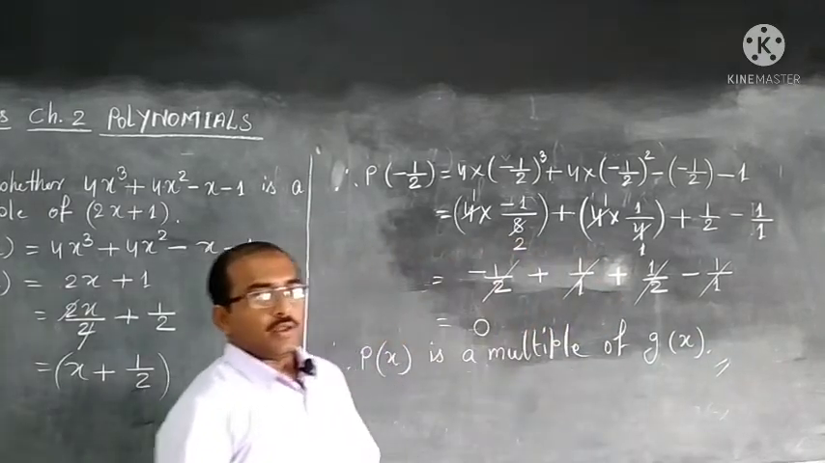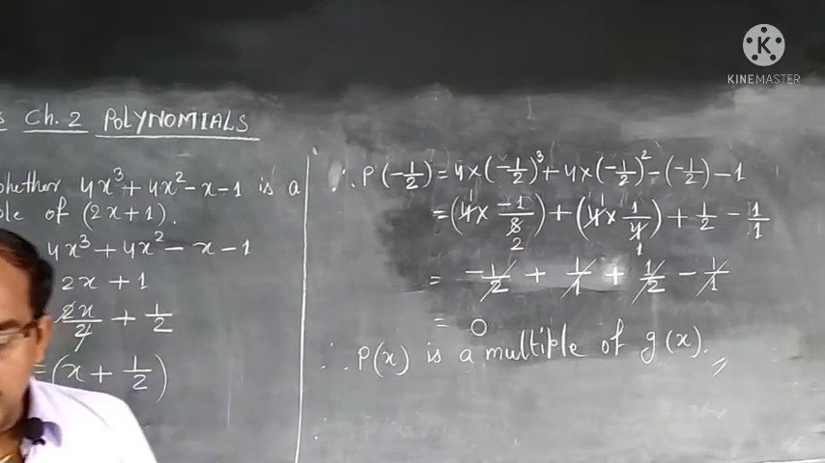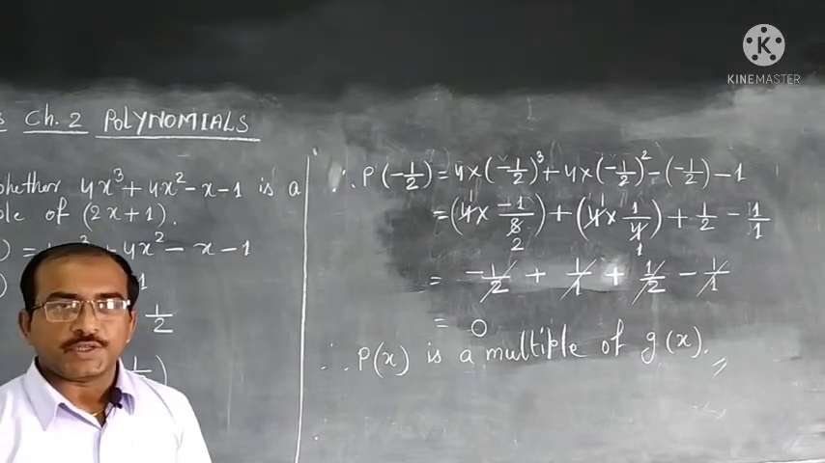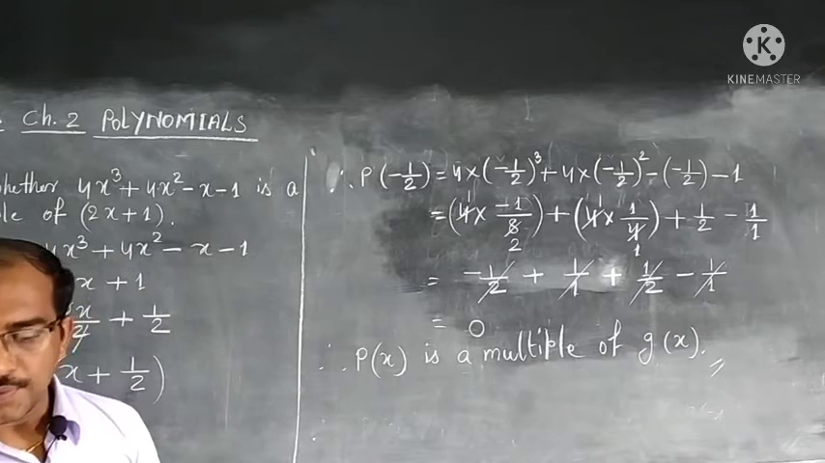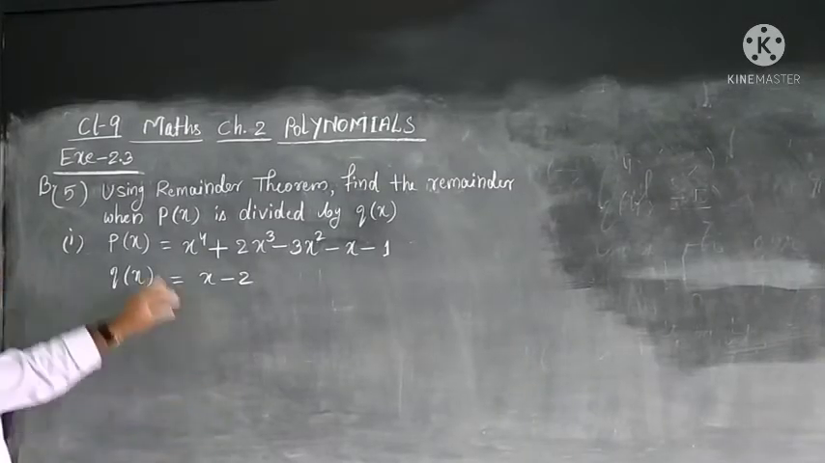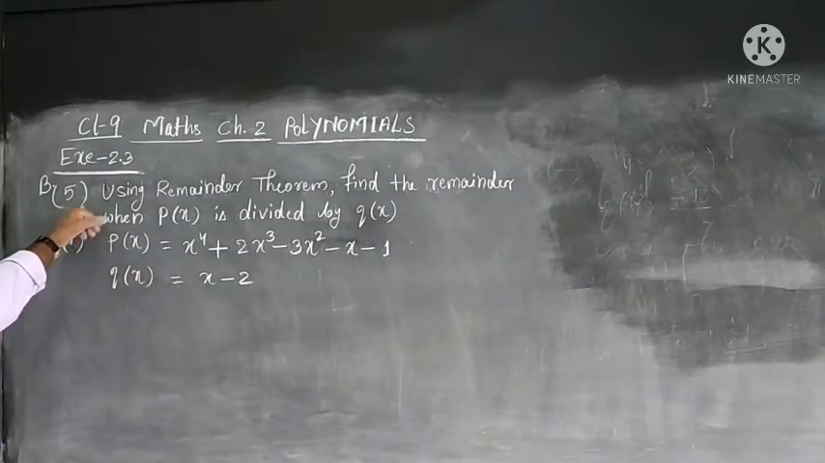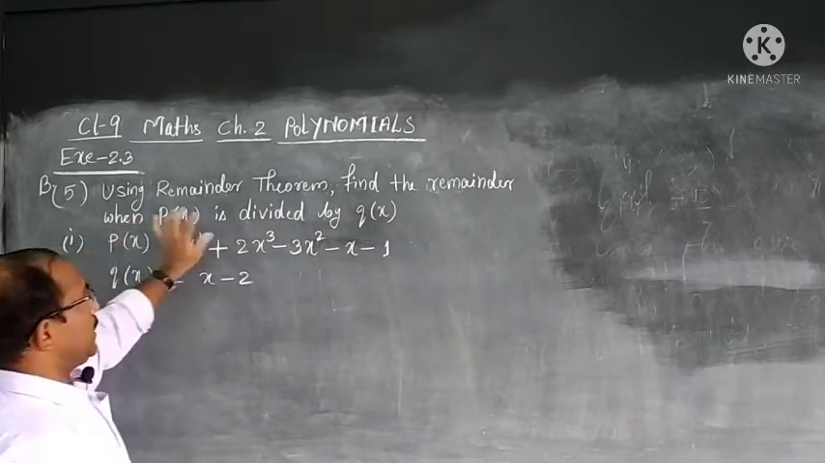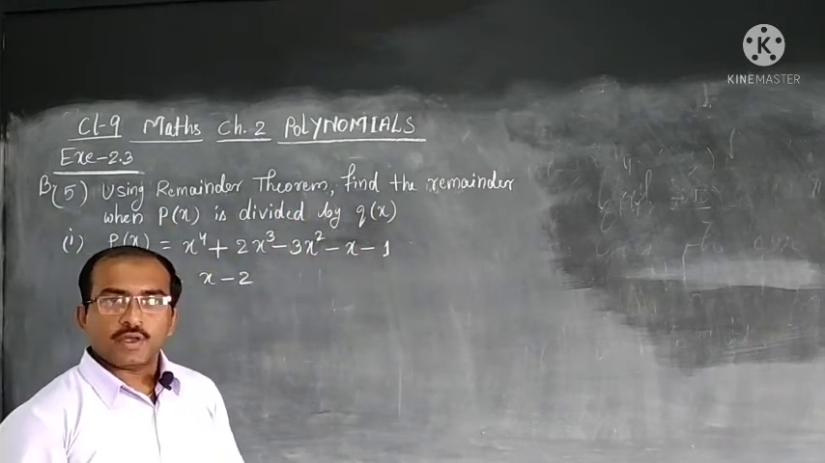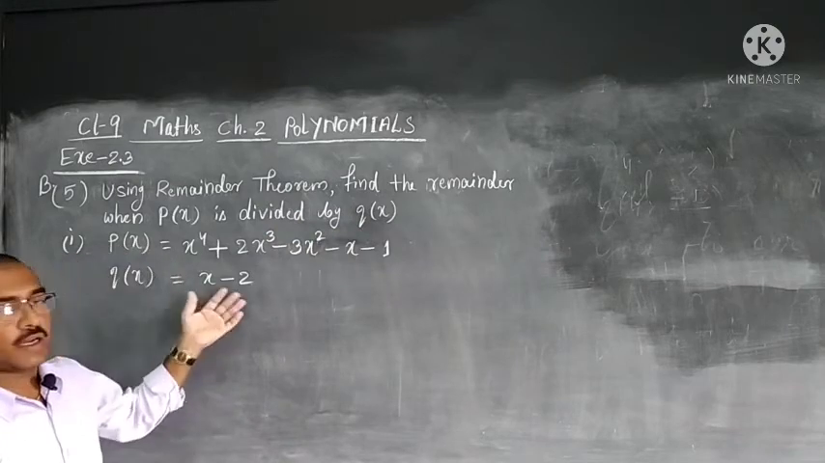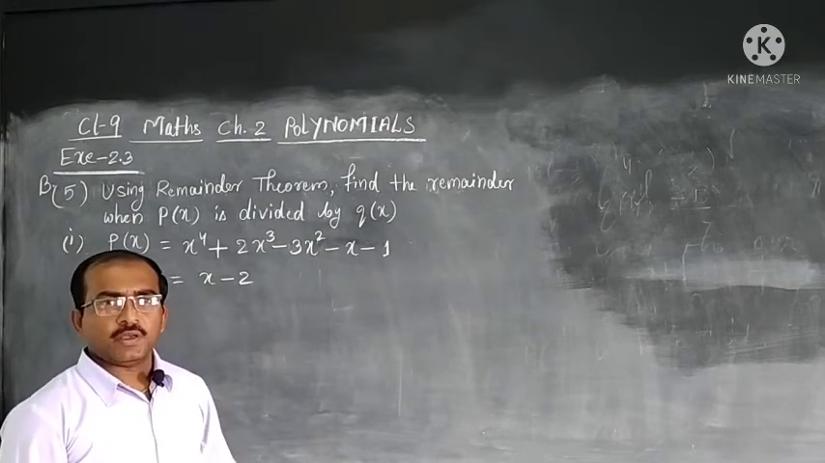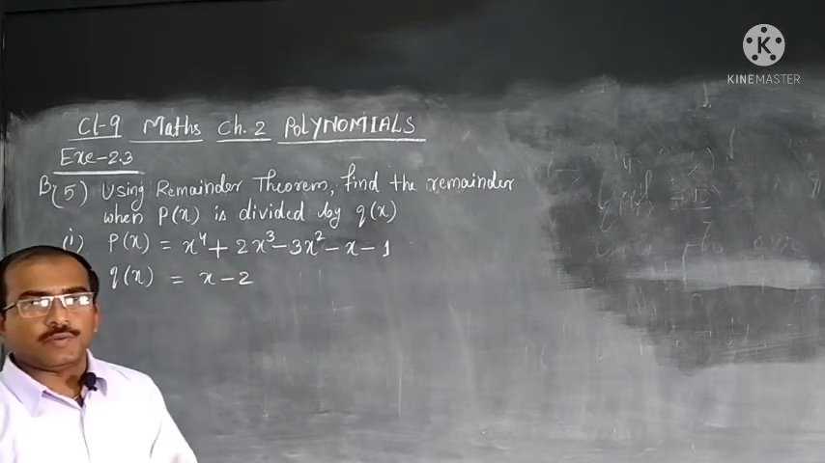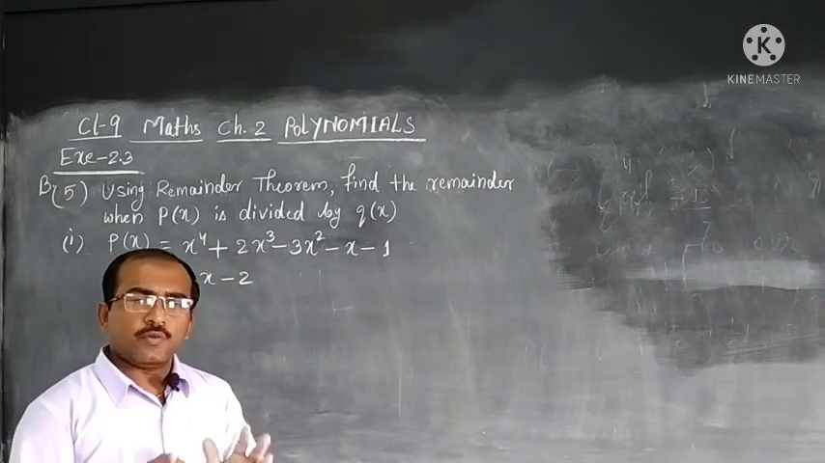I hope this video will be helpful in order to remove whatever doubts you have from these chapters. Let us continue with question number 5. So, continuing with question number 5, using the remainder theorem, find the remainder when p x is divided by q x. I think you are also feeling that the question topic is the same, only the polynomial, dividend and divisor will be different. So, the process will remain the same.